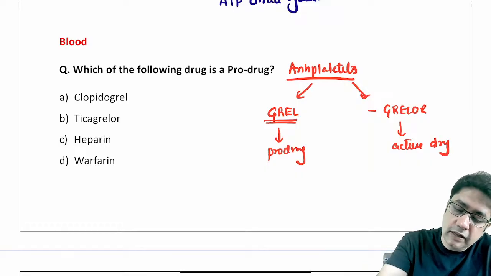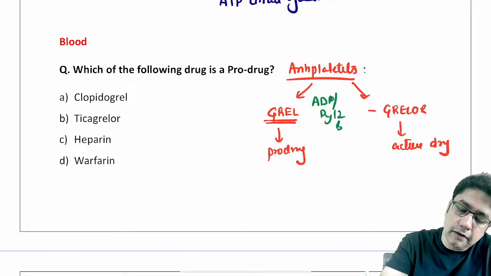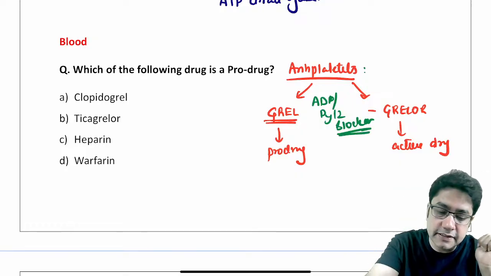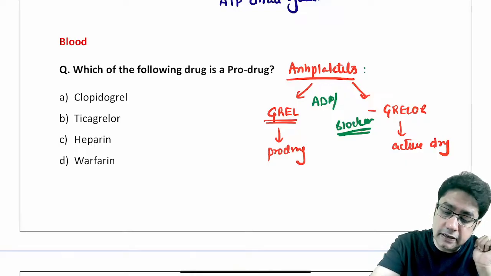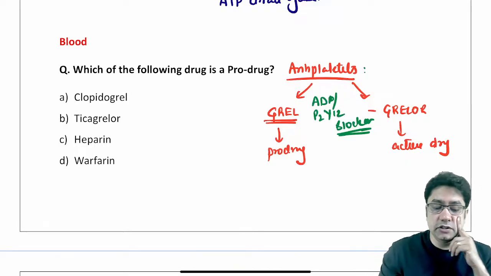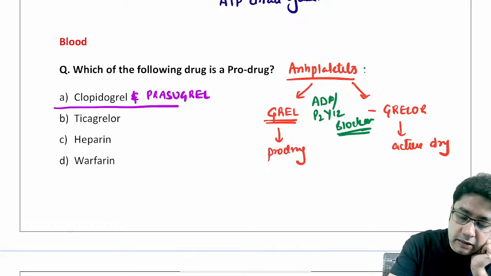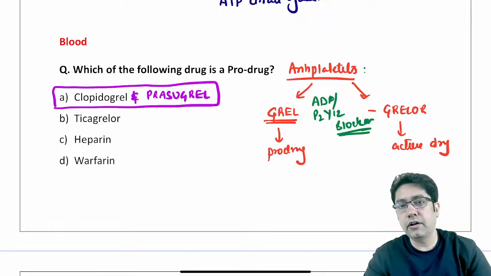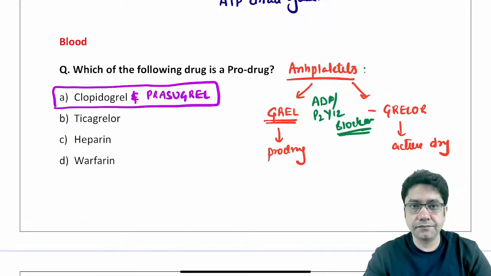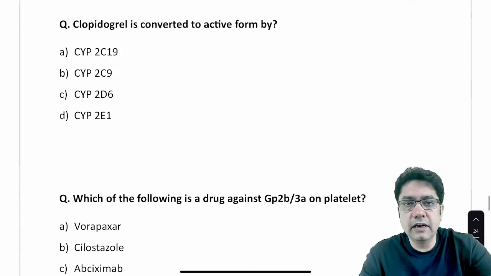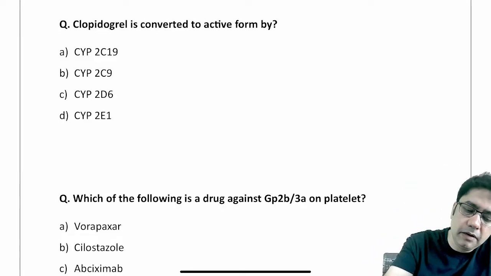And these drugs are known as ADP receptor or P2Y12 blockers. This is some receptor present on platelet. If you block this ADP or P2Y12 receptor, it will inhibit platelet aggregation. So can you tell me which drugs end with the word grel? So clopidogrel and prasugrel are two antiplatelet drugs which block ADP receptor. They are pro-drugs. Remember this trick always. Okay, fine. Grelor drugs are not pro-drugs. So clopidogrel is converted into active form. I hope we remember clopidogrel.